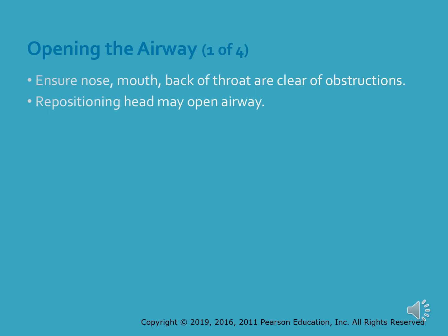There are two common methods of opening the airway of a supine patient. The first is the head tilt chin lift maneuver, and this is used for patients with no suspected spine injury. And the second is the jaw thrust maneuver, which is used for patients that you suspect have an injury to the spine.